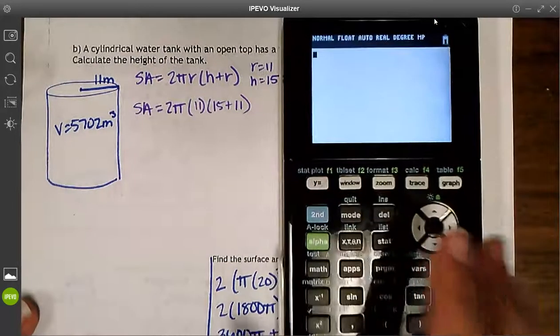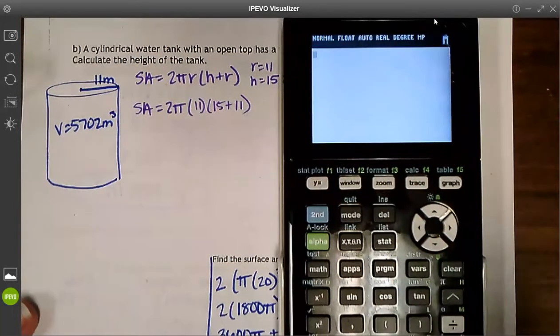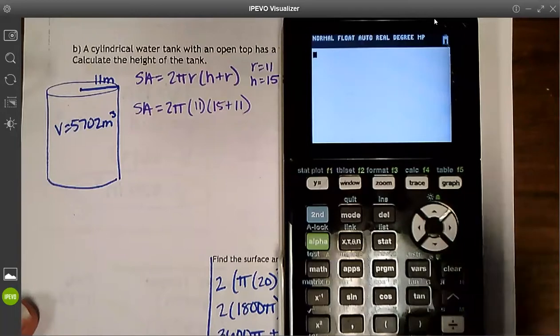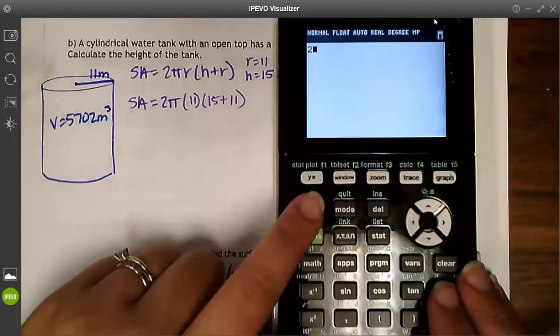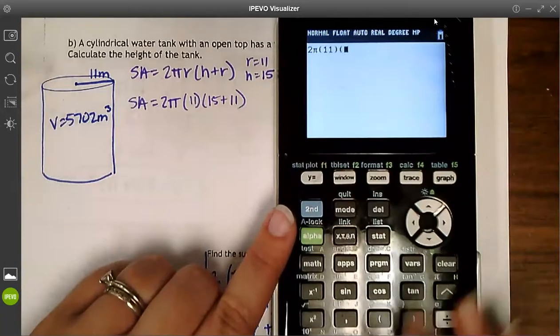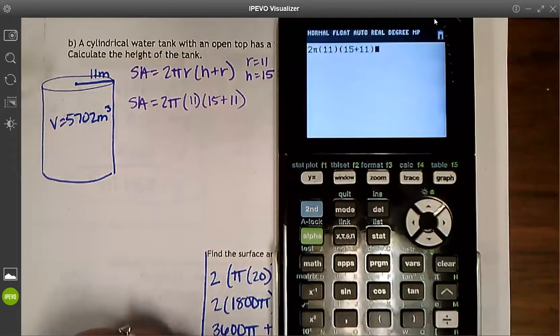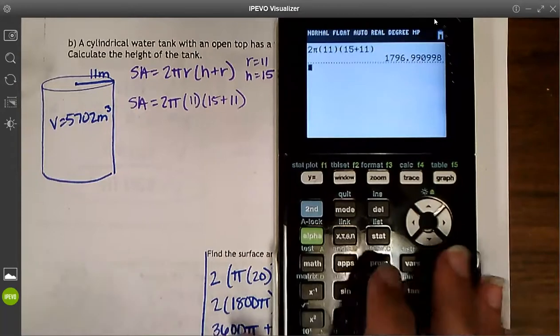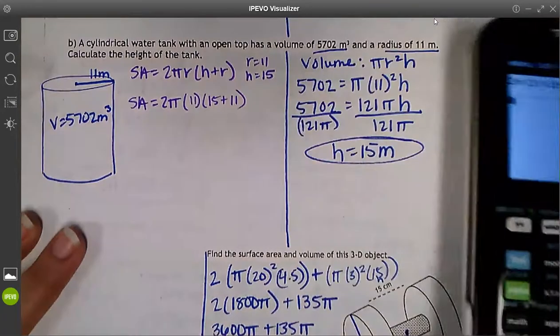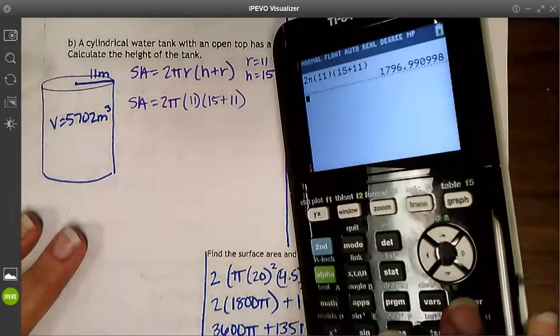Plug that into my calculator. 2 pi times 11 times 15 plus 11 equals 1796.99 or 1797.